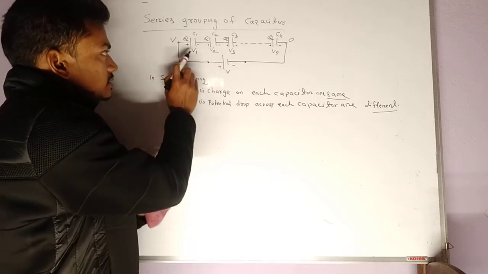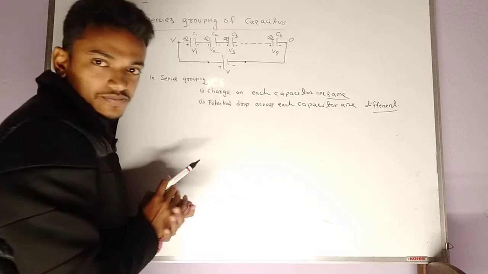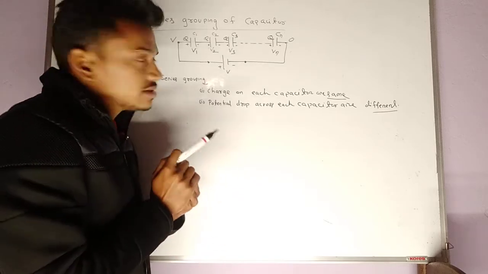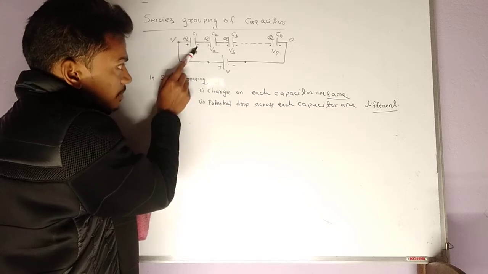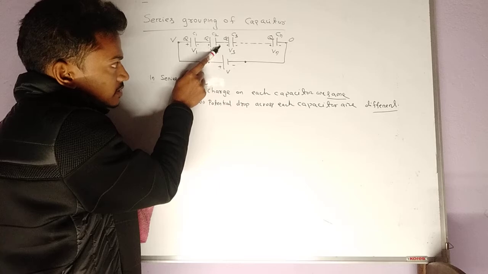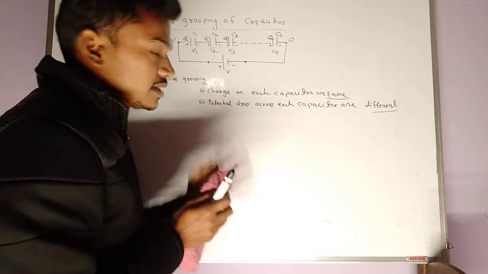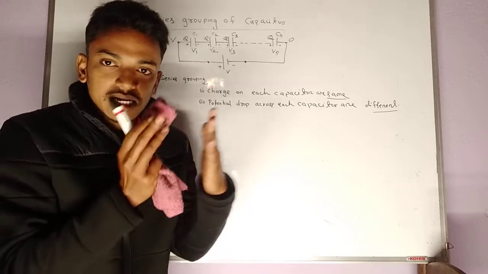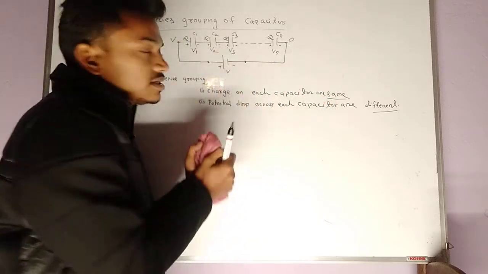Consider n capacitors having capacitance C1, C2, C3 up to Cn connected in series. It means the negative plate of one capacitor is connected to the positive plate of another capacitor. So the connection is negative to positive, negative to positive, negative to positive. This is known as series grouping.